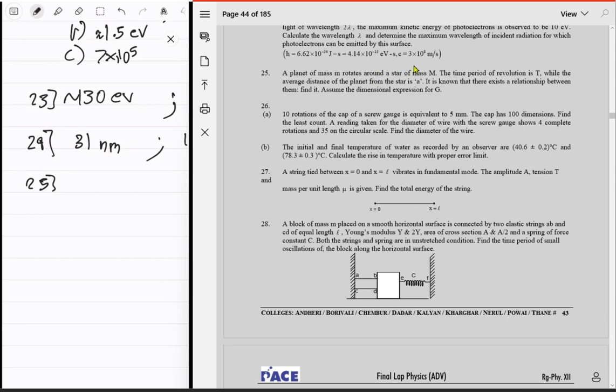हाँ, इसको तुमने मास दिया है, इसको तुमने कैपिटल एम दिया है, तो अपने करना क्या है? Do we have to assume that capital M is like much bigger than m because then our things are correct, right? I guess not. But then the reduced distance will be different, I guess, because elliptical orbits, come on. Time period of rotation is t, while the average distance of a planet from star is a. Okay, whatever. It is known that there exists a relationship between them. कुछ भी और नहीं दिया. अच्छा, time period और average. Okay, got it. Find it. Assume the dimensionless expression for g. What? Dimensional expression? क्या बोल रहा है? I don't know. Anyway, let's do the thing.